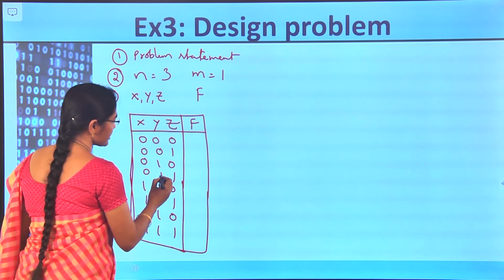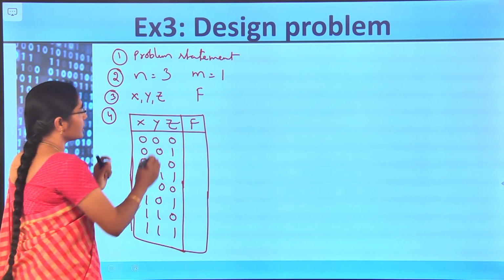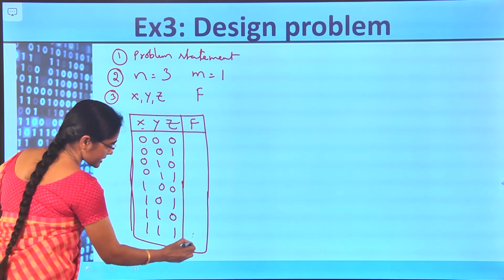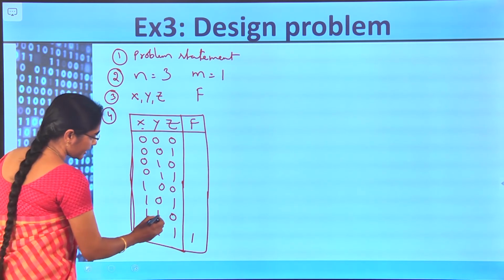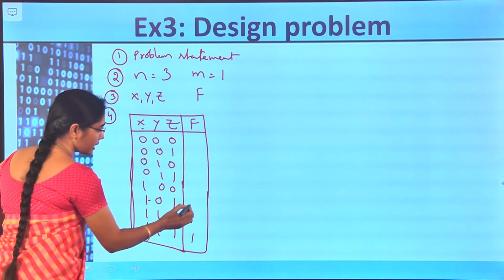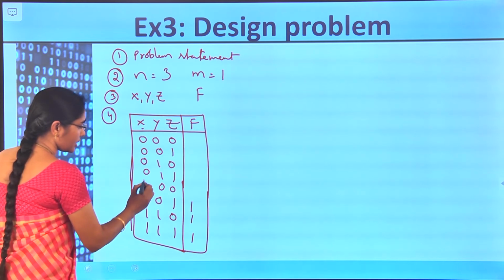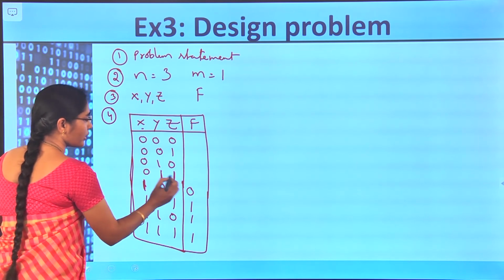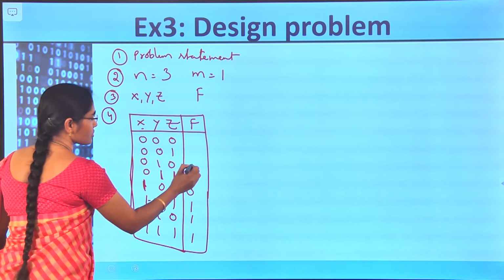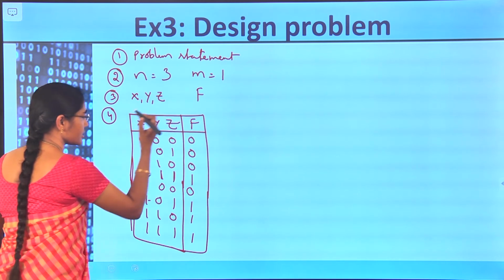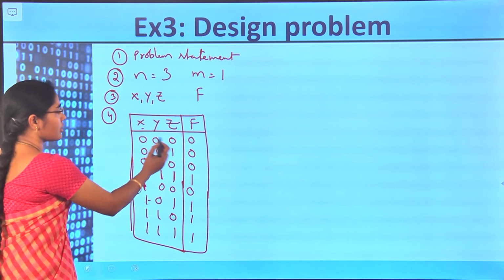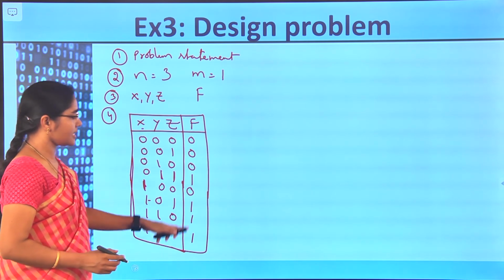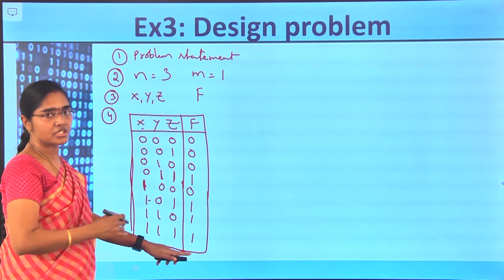As per the statement, f is equal to 1 when 2 of the variables are 1. Start from last. 3 variables are 1, so output 1. Here 2 variables are 1, output 1. 2 variables are 1, output 1. And only 1 input is 1, therefore 0. Here 2 variables are 1, so output 1. So, 0 0 0. First 3 combinations are 0 because only one variable is 1. So, this is the representation of the given statement.